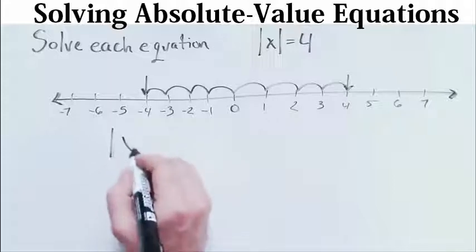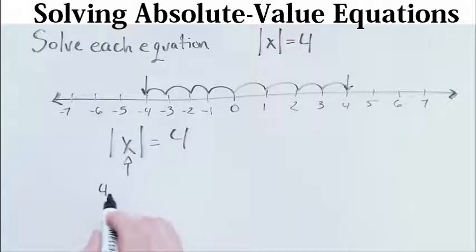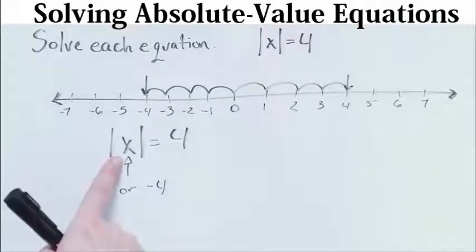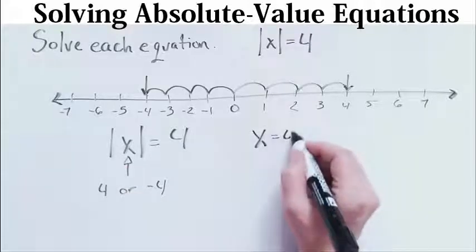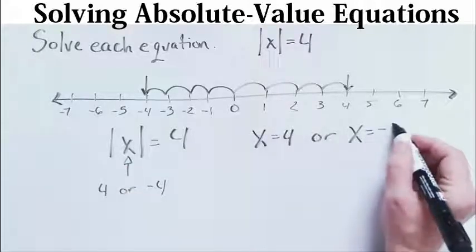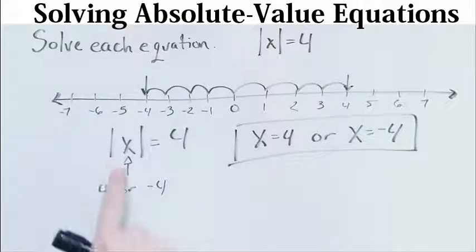So if we're looking for the absolute value of x to equal 4, you're telling me that the number inside here is either 4 or negative 4. Now, how would we write this out mathematically? The number inside of there was x. You're telling me that x is 4 or that x is negative 4. And this would be our answer for this particular problem. And now we're going to use this basic logic to solve more complicated problems.